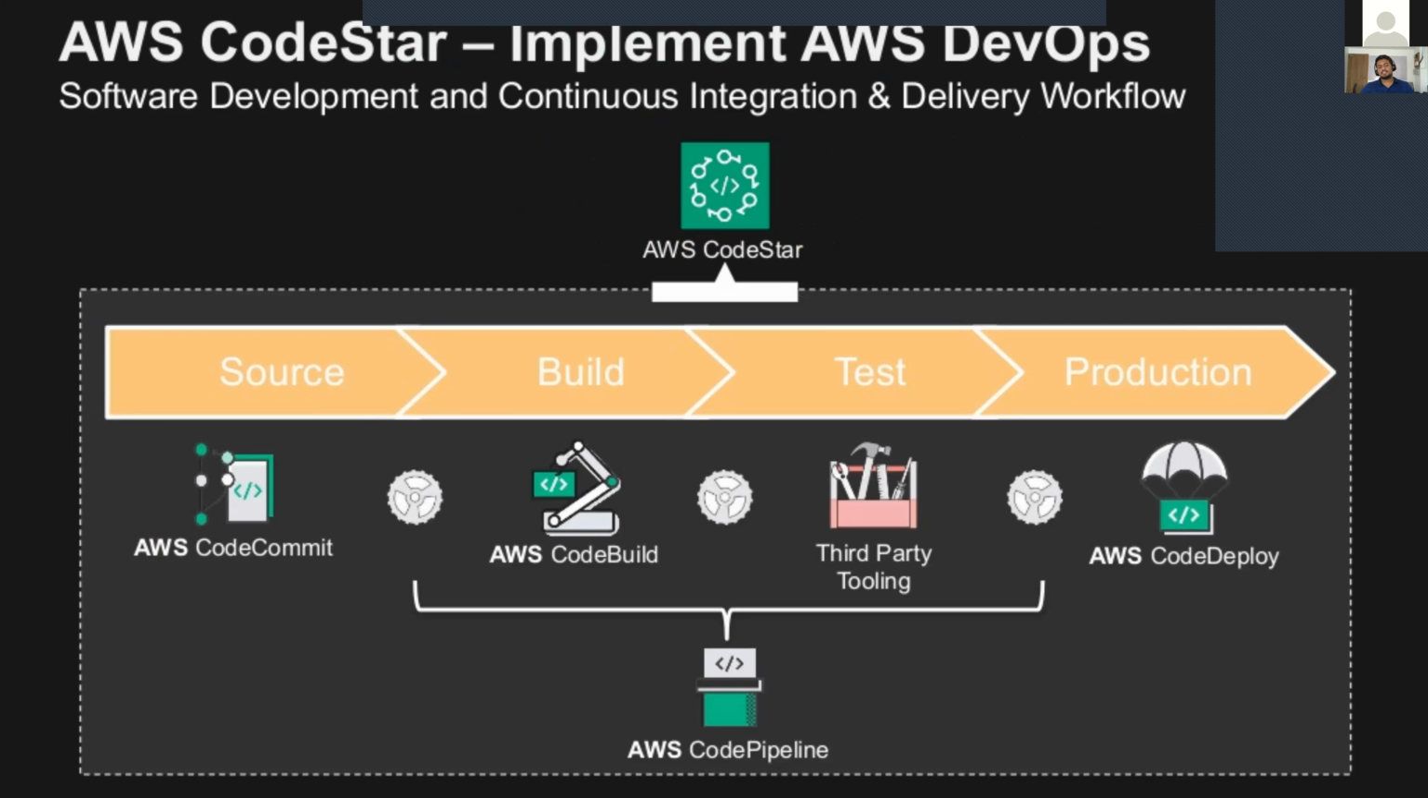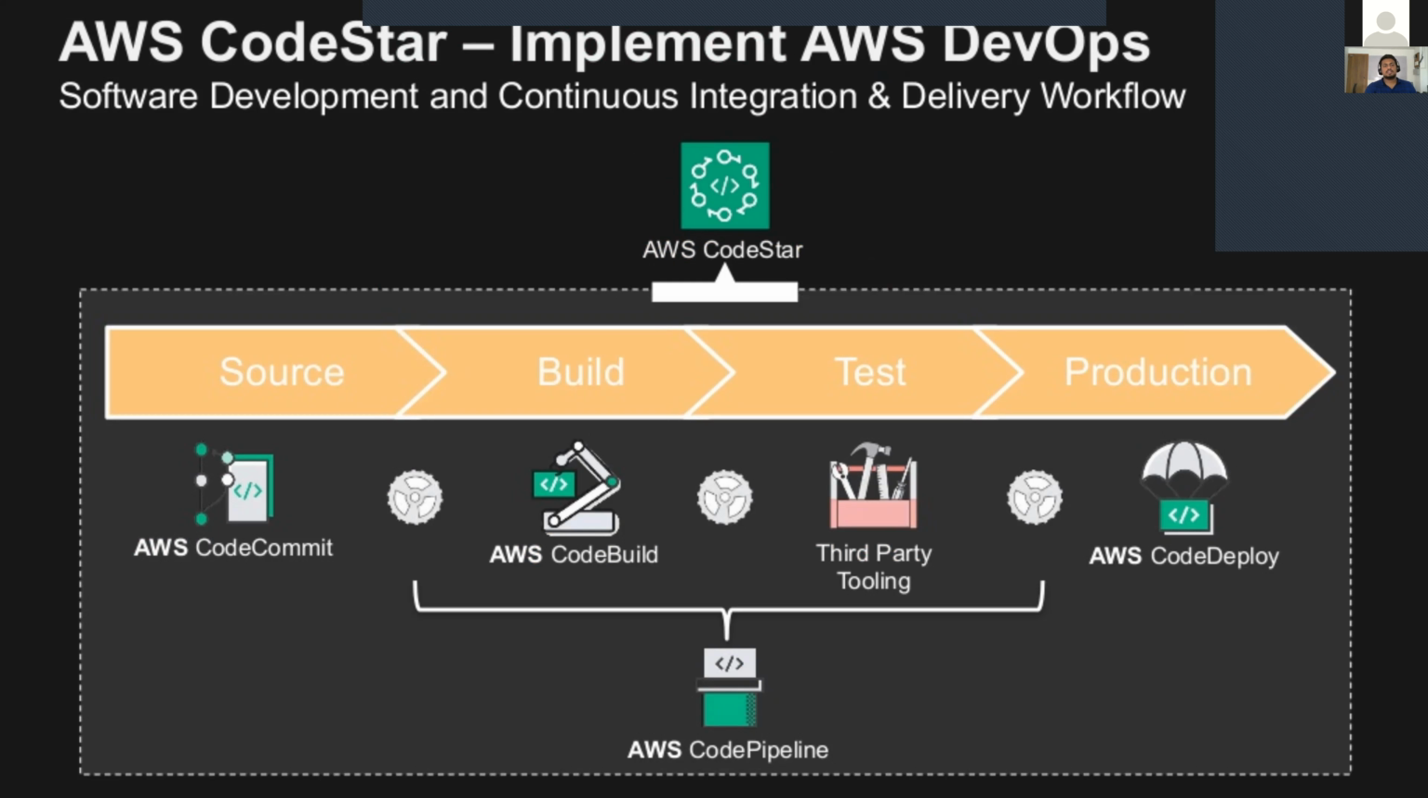So here in the source now you have your code commit. Under this build you have your code build. You have test, you have your third party tooling, that may be your unit test or your load test, something like this. Under this production you have your code deploy, which will be making your application live. And all these things are taken care of by this code pipeline.